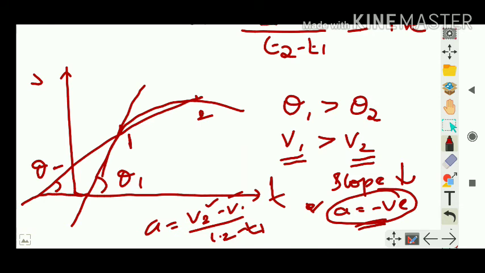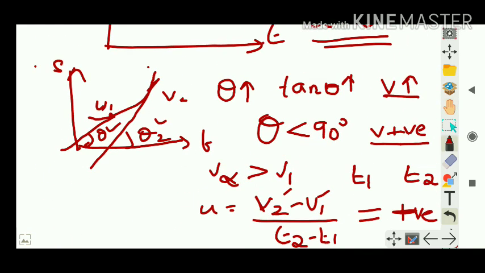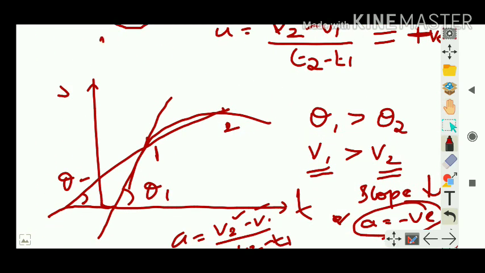If this much is clear, now I am going to give you a short trick. When you are given a displacement time graph and the curve is concave upwards, then the acceleration is always taken as positive. When the curve is downward like this, the acceleration is always negative. This is a short trick, guys, keep that in mind.